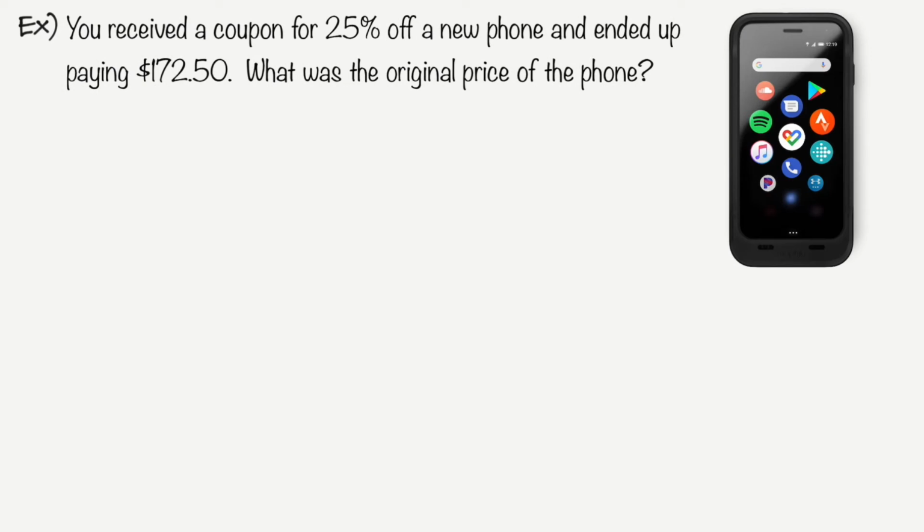It says that you received a coupon for 25% off a new phone, and you ended up paying $172.50. We want to go back now and figure out what was the original price of the phone. So this is telling me that that price is actually 75% of the original price because I took 25% off already. So I can go ahead and set this up as a proportion, comparing the sale price to the original price, where that sale price is 75% out of 100%.